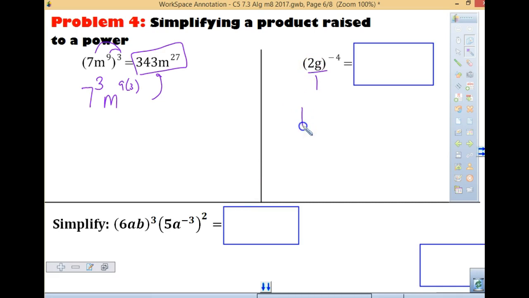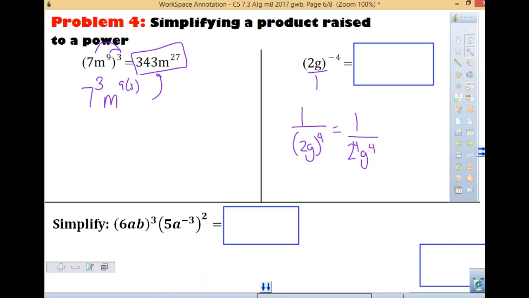If we do it, and we rewrite it with a positive exponent, right, we'd have 2g to the 4th. Then I would take the 2 to the 4th and the g to the 4th, right?